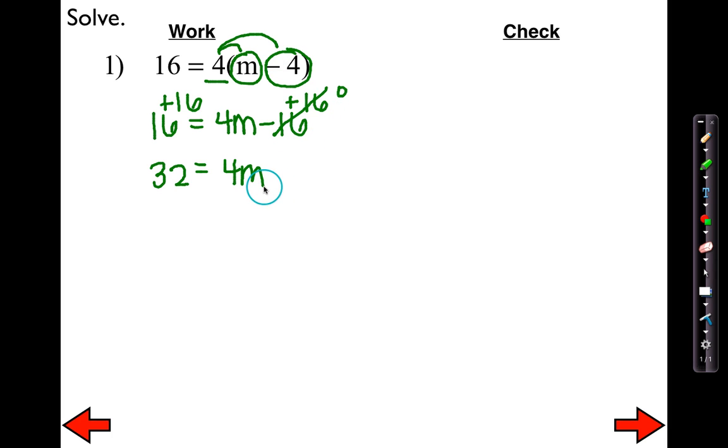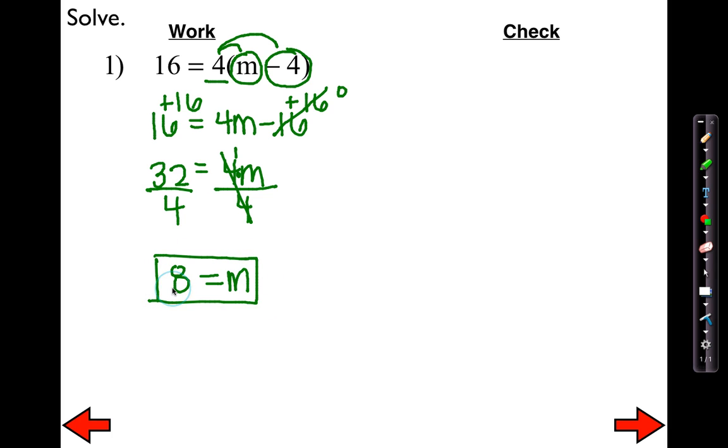The next thing is going to be to get rid of the coefficient. And typically, we're going to get rid of the coefficient by undoing the multiplication or division. In this case, it is 4 times m, so I'm going to undo the multiplication by dividing both sides by 4. 4 divided by 4 becomes 1. That's exactly what I need, because what's 1 times m? Just m. I've successfully isolated my variable. Now 32 divided by 4 is 8, so m equals 8. Or so I'm claiming it to be 8. Why am I saying that? Well, because I'm not 100% sure that this is correct until I've checked my work.